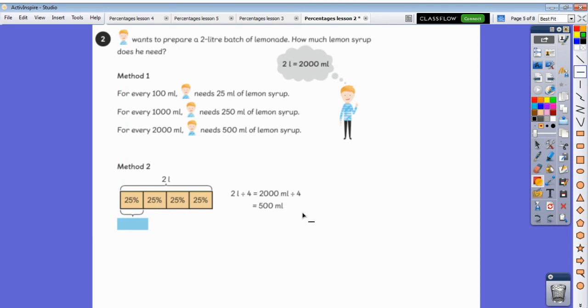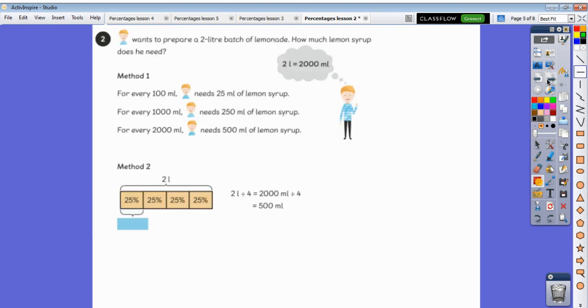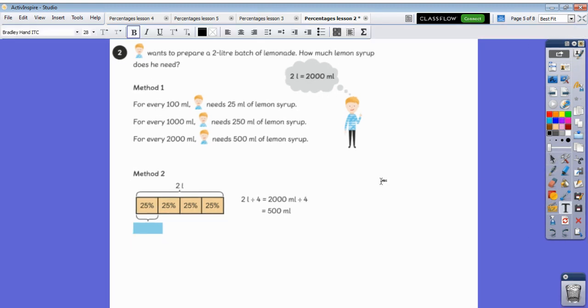Another method is, if we remember from the first page, 25% of the mixture needs to be lemon syrup. So if I know I've got 2,000 millilitres, to find 25%, you divide by 4, because 25% is the same as 1 quarter. So let's put that 25% equals 1 quarter. So I know to find 25% of any number, you divide that number by 4. In this case, 2,000 divided by 4 is 500.